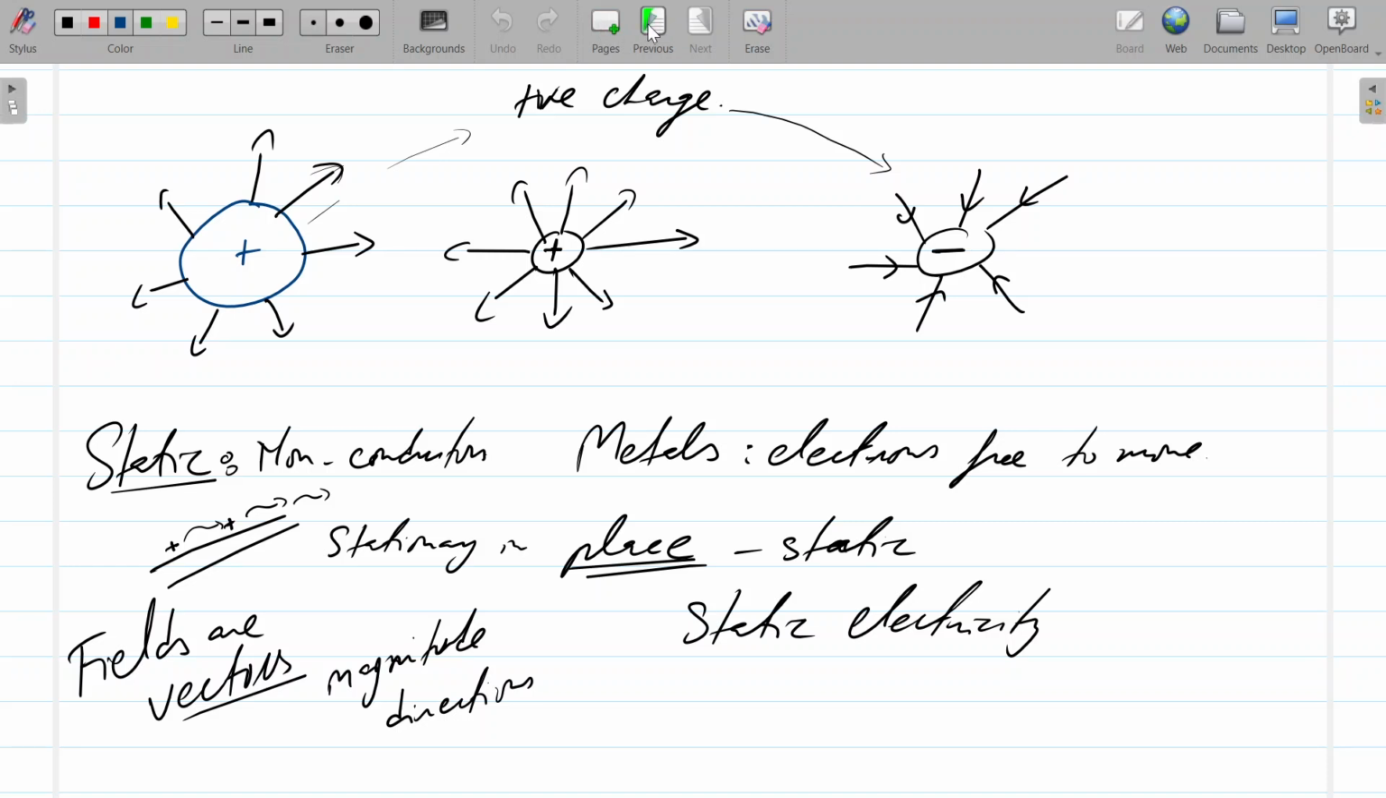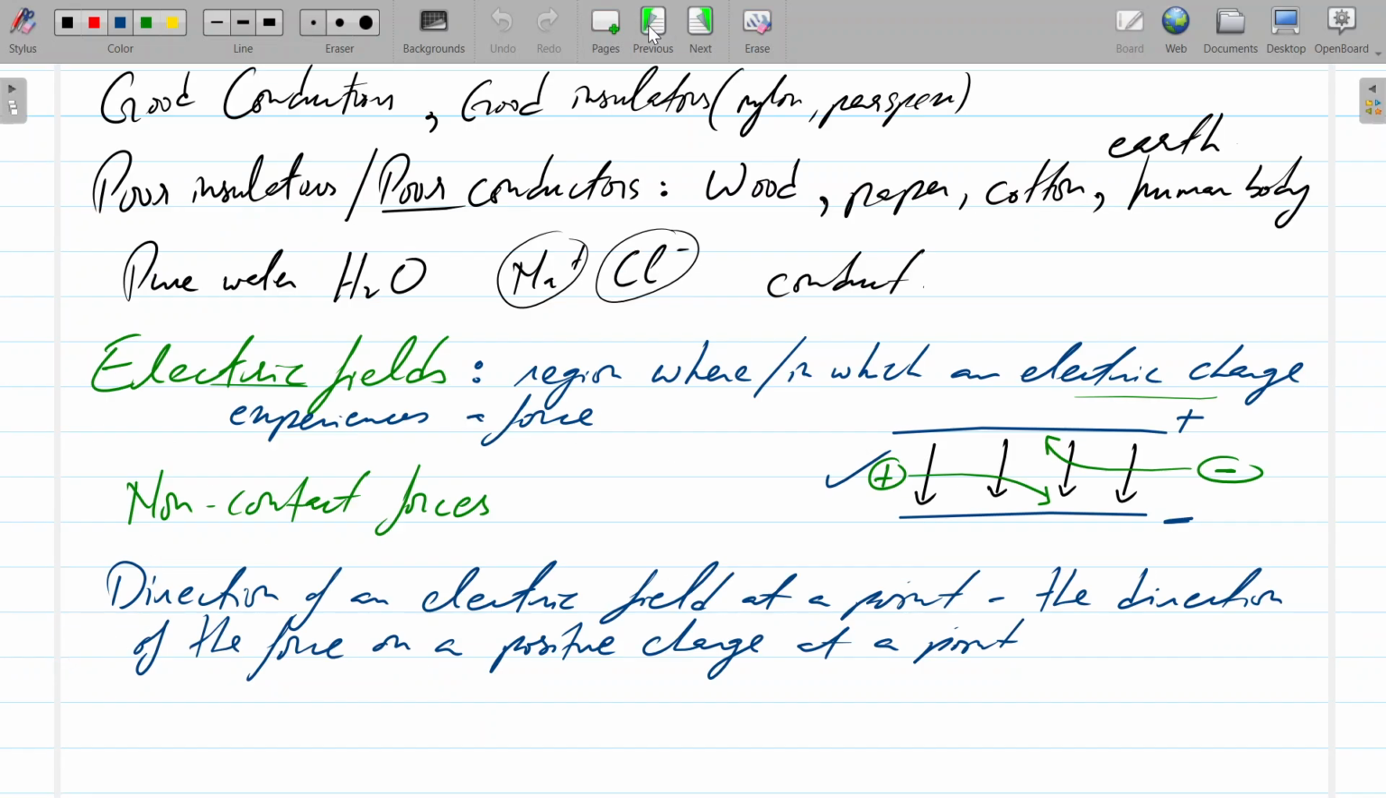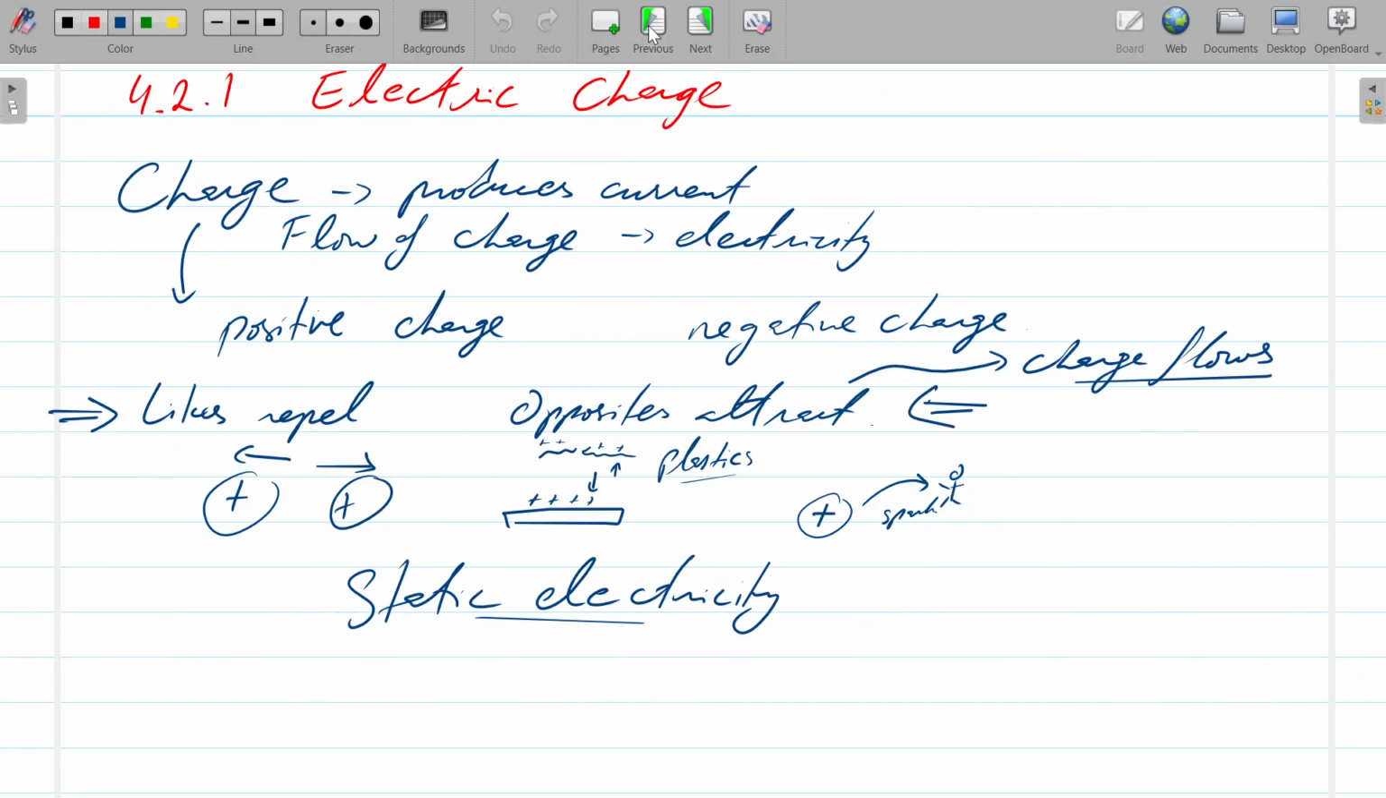Okay, so it's been a while since we had our physics class, and the last time we started talking about electric charge, right? So the flow of charge, right? A charge produces current, and the flow of charge is what electricity is. Charges can be positive and negative, and as you know, like repels and opposites attract. So if you've got two positive charges, they're going to repel each other, and if you got a positive and negative, they will attract. Obviously, if you got two negatives, then they'll also repel.